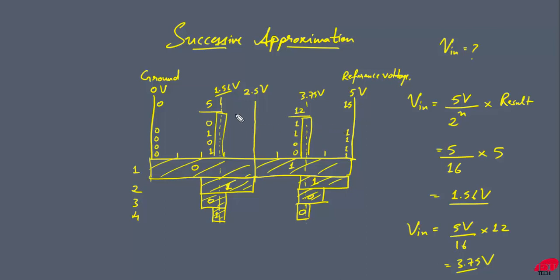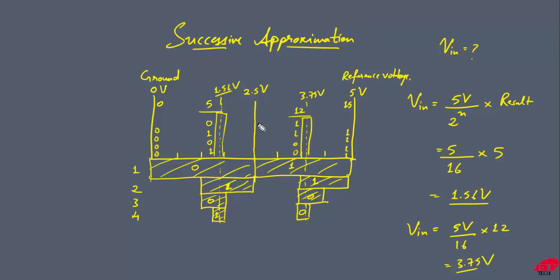That is, in our case we needed to find the input voltage, which we found as 1.56 volt. But what we did to find the 1.56 volt, first of all we compared it with the maximum voltage, that is 5 volt. So was it less than or greater than 5 volt? So it was less than 5 volt.